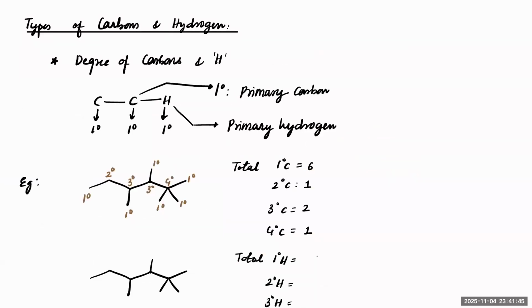Next, let us understand what types of carbons and hydrogens are generally present. Okay. So usually, if you notice what types of carbons and hydrogens are present, check it out.